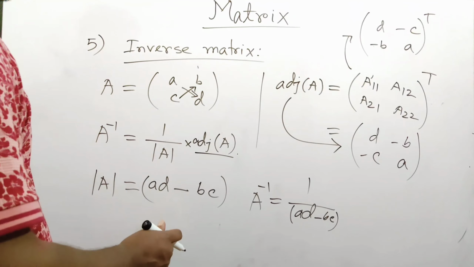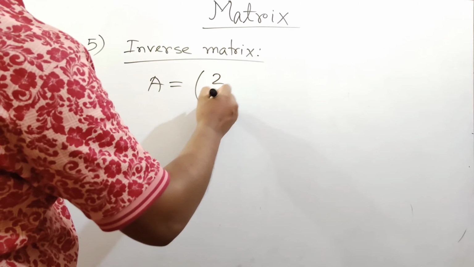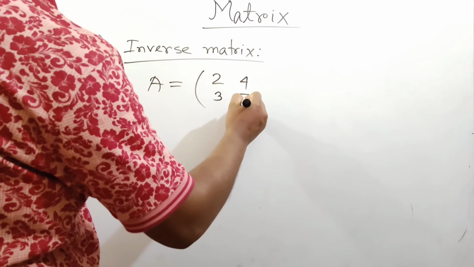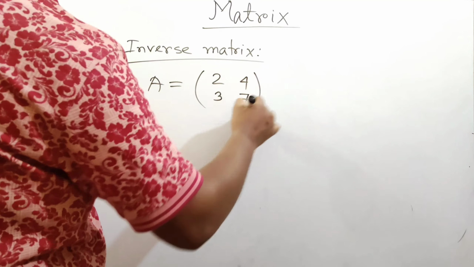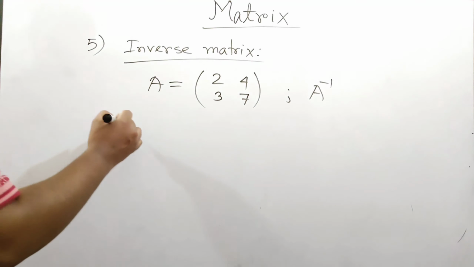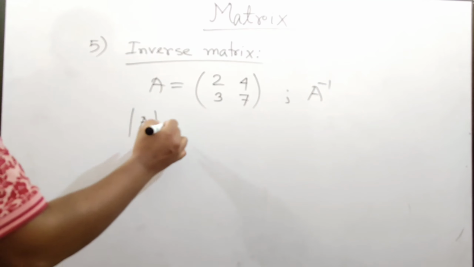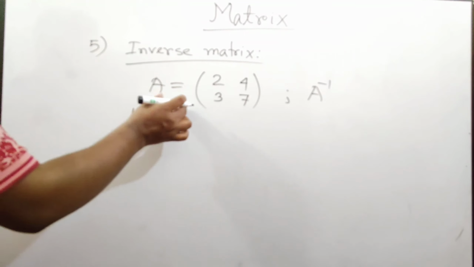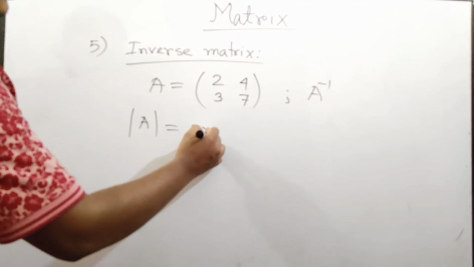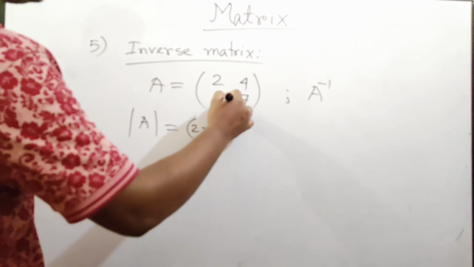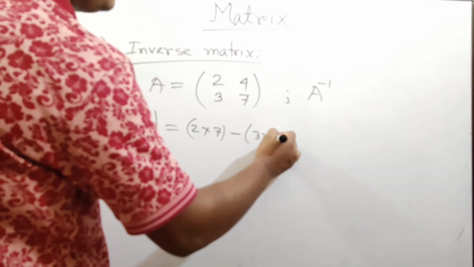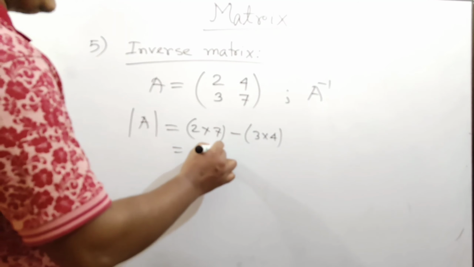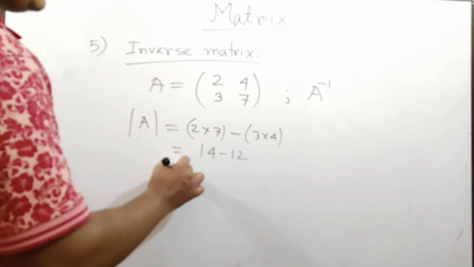Okay, for example, if the matrix is given like that, 2 3 and 4 7, and the question is what is the value of A inverse, first you need to find the determinant. So the determinant of A is 2 multiplied by 7, minus 3 multiplied by 4, that is 2 sevens are 14, minus 12, that is 2.